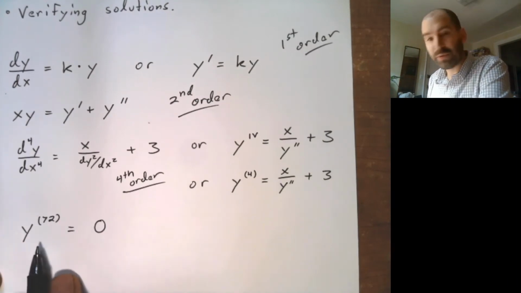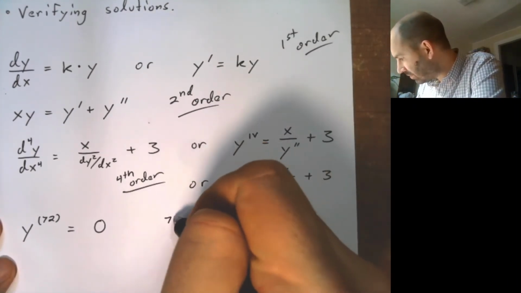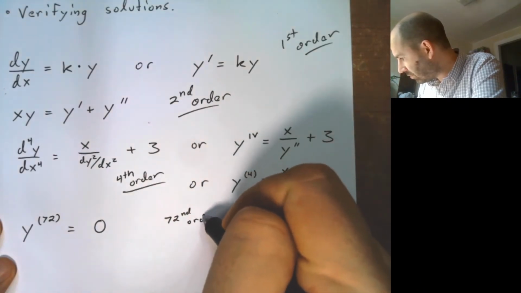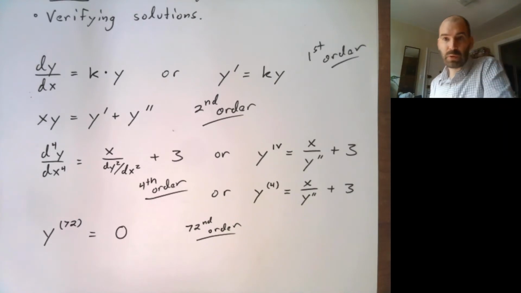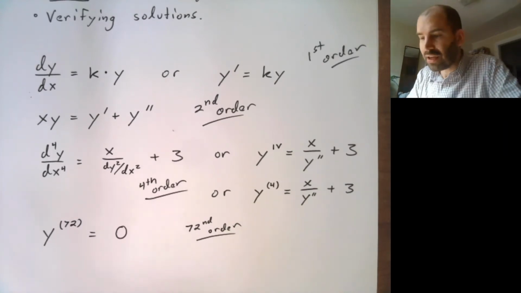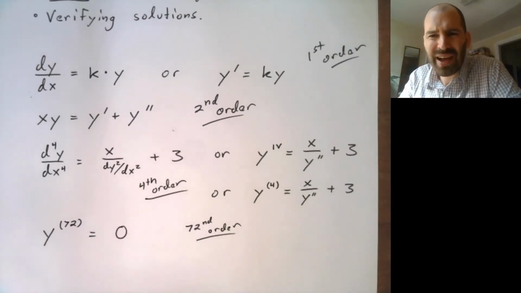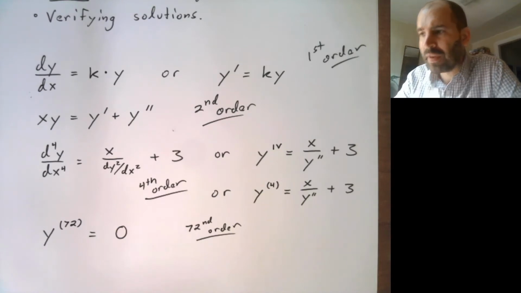And finally, this one, 72nd order. That's a pretty high order for a differential equation, but totally legit. All right, so that's the order of differential equations, just the highest derivative that you see.